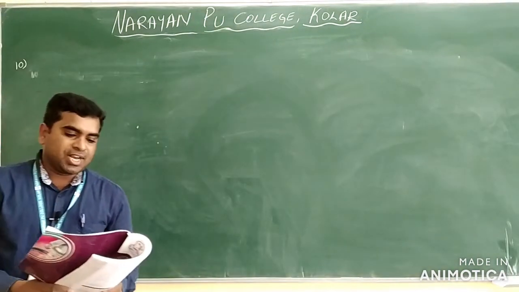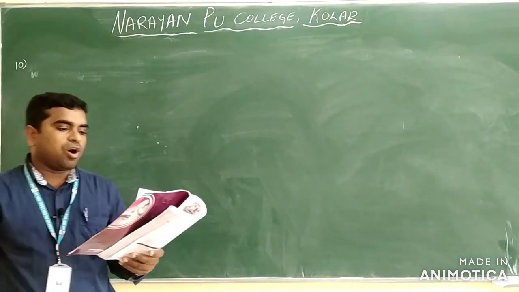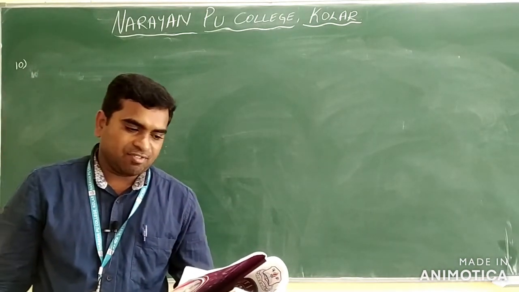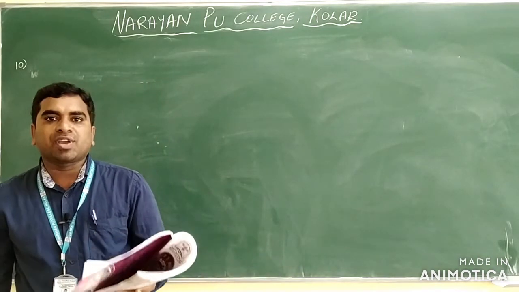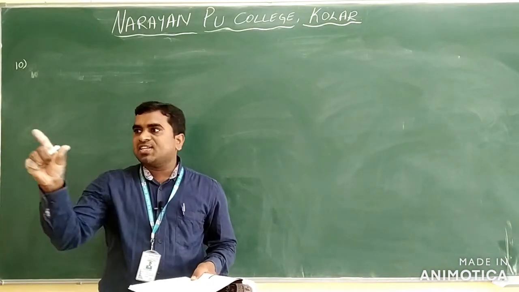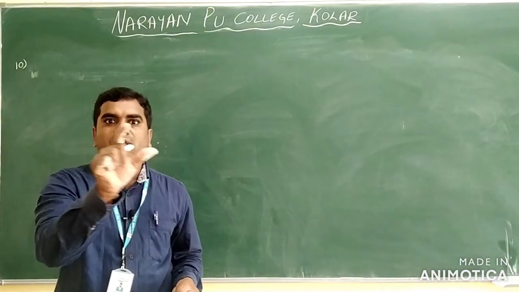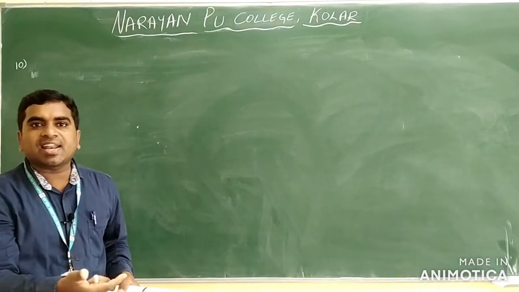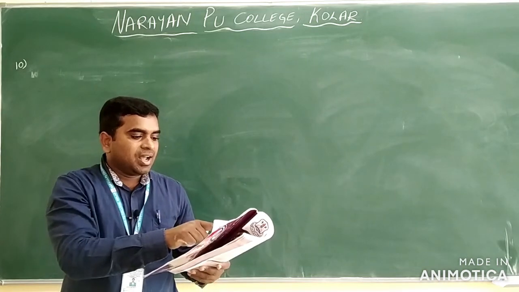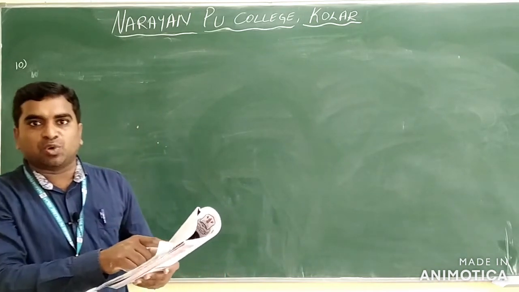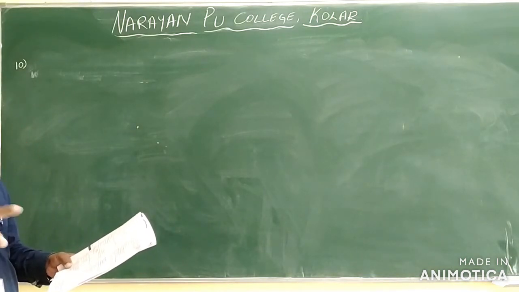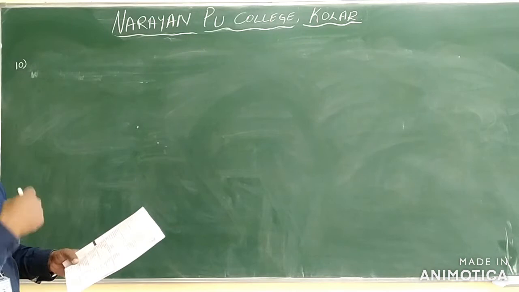Next one, question number 10. Which alcohol does not give ketone on oxidation? We already know which alcohol oxidation gives ketone. Primary alcohol oxidation gives aldehyde. Secondary alcohol oxidation gives ketone. So you have to identify which alcohol does not give ketone. If secondary alcohols are there, they give ketone. Other than secondary alcohol, you have to find out what else is there here.